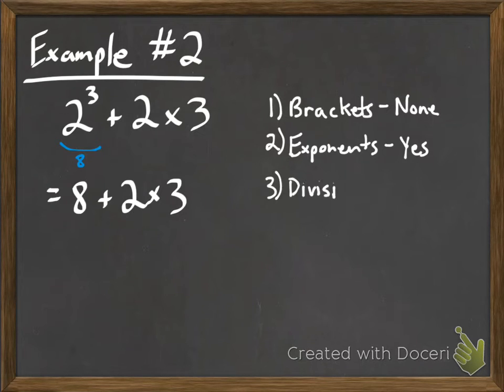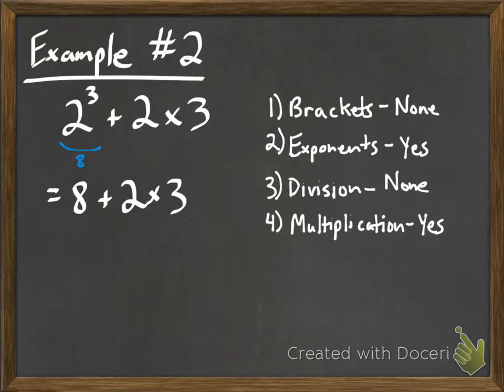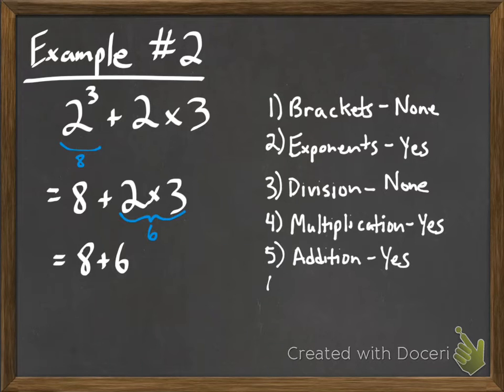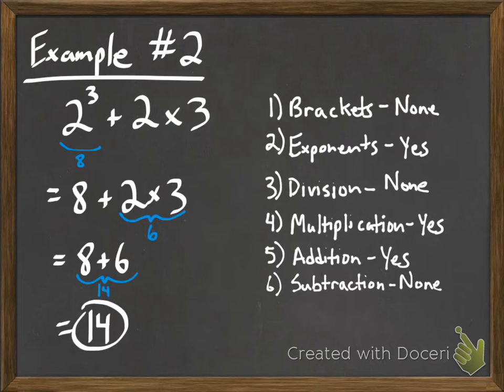Now, do we have any division? No. Do we have any multiplication? Yes, we have 2 times 3. So we need to reduce 2 times 3, which gives us 6. When we rewrite this, we have 8 plus 6. Now we're at the very end here. Do we have any addition? Yes. No subtraction. So we just have to add 8 plus 6, which gives us 14. Nice and easy. Just use the rules of BEDMAS and your order of operations, and you can easily solve this.